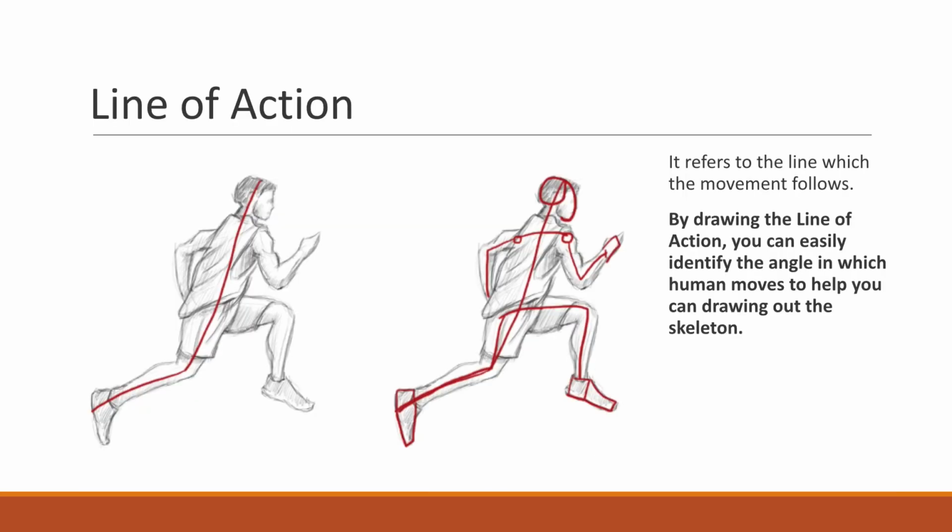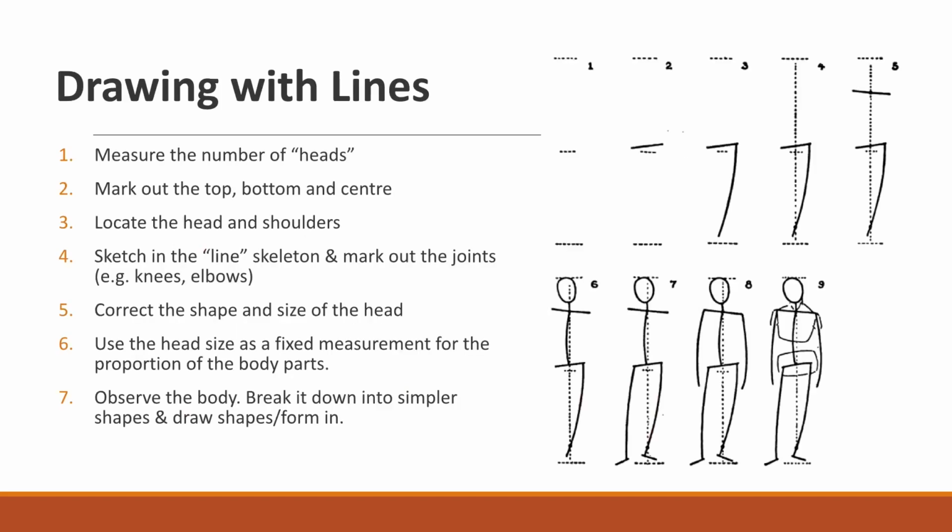But before you start actually drawing the figure, an easier way to break down human drawing is line of action. So it refers to the movement. You're trying to capture the movement with lines. And you can easily identify the angles which the human moves with the help of drawing the skeleton. Learning to draw a line of action is like a basic foundation to figure drawing.